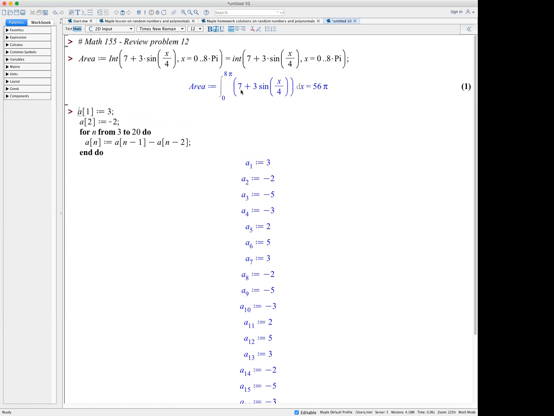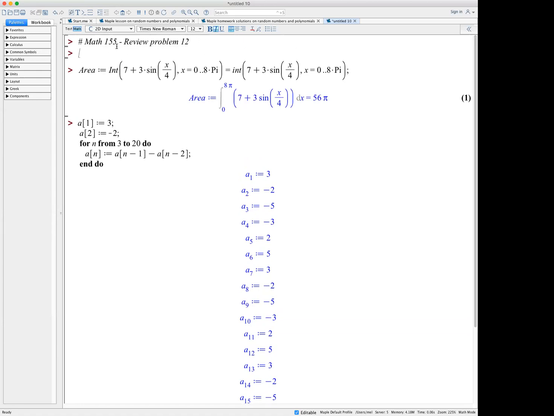The area is this integral, which is equal to 56 pi, according to this. Well, Professor, for the area I got 12 plus 56 pi minus 12 cosine of 2 pi. Well, is this the function? I mean, Maple doesn't give different answers to the same problem.